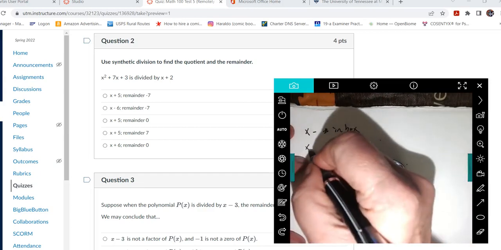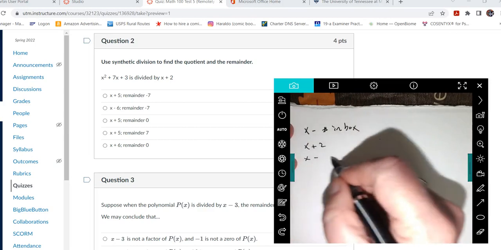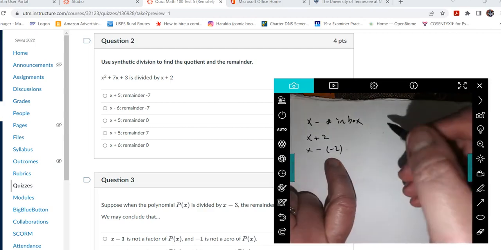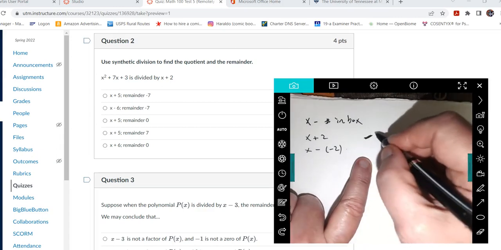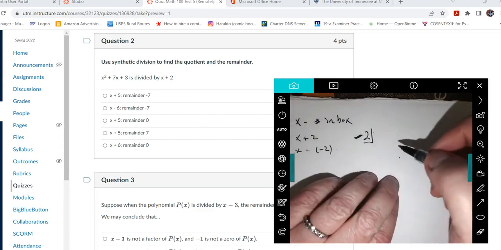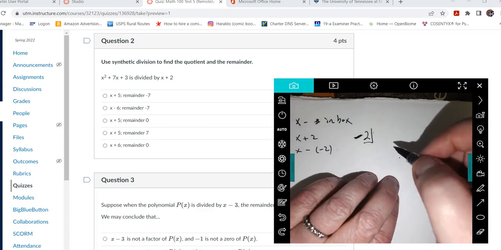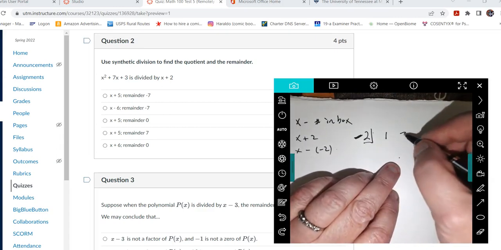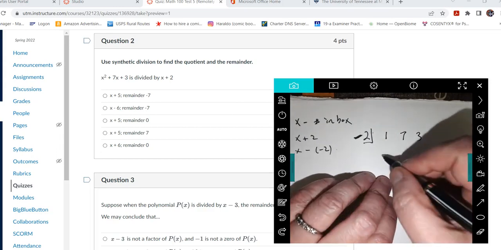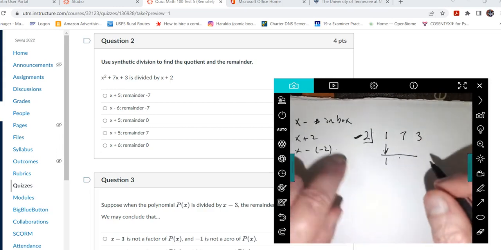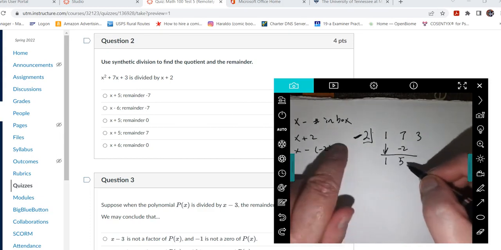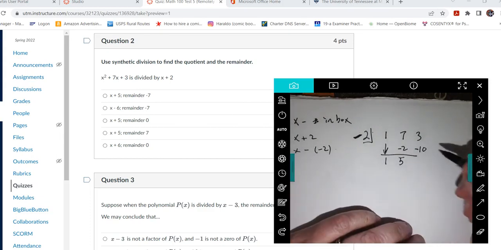So x plus 2 has to be rewritten as x minus negative 2, and negative 2 is going to be the number that goes in the box. And then my coefficients for my dividend, I have 1 times x squared, 7x, and 3. Okay, 1 times negative 2 is negative 2, then we add. 5 times negative 2 is negative 10, and we add.